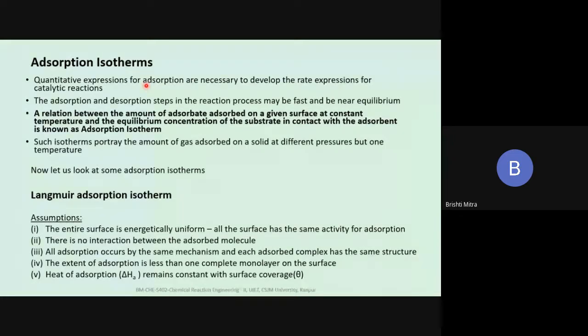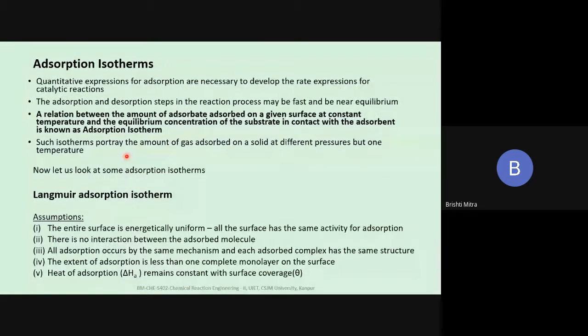So these adsorption steps and the desorption steps in a chemical reaction process may be very fast and almost near equilibrium. And that is why we are trying to find the relationship for the equilibrium concentration. So when we consider the adsorption and desorption steps while developing the rate expression for a chemical reaction, you will see that we consider these to be very fast steps, which essentially reach equilibrium. So these adsorption isotherms portray the amount of gas adsorbed on a solid surface at different pressures, but at a single temperature.